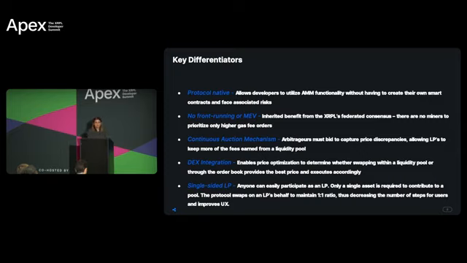So this means usually on most of the AMMs on other blockchains, they only allow for equal asset deposits and withdrawals, but we allow for single-sided deposit and withdrawal, meaning anyone can easily participate as an LP. Only a single asset is required to contribute to a pool. The protocol behind the scenes swaps on an LP's behalf to maintain the ratio of the assets in the pool, thus decreasing the number of steps for the users and improving the user experience.